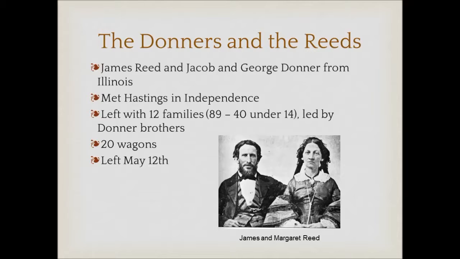There are 12 families in total, 89 people. 40 of those people were under 14. So you had a very young group here. James Reed kind of gave the leadership over to the Donner brothers, for whatever reason. The Donner brothers are the ones that mapped it out, decided when they would rest, how many hours each day they would travel, stuff like that. In total, they had 20 wagons the day that they left Independence, Missouri.